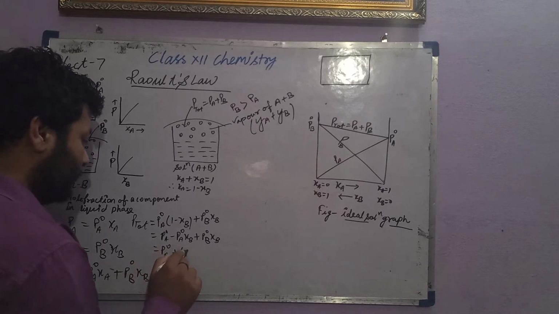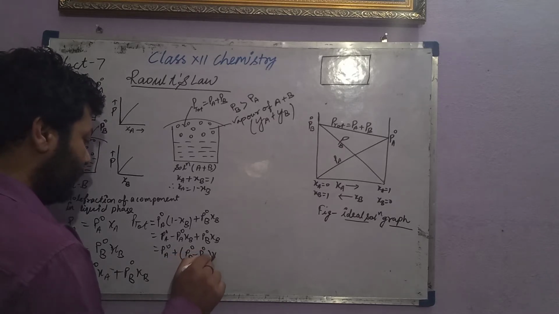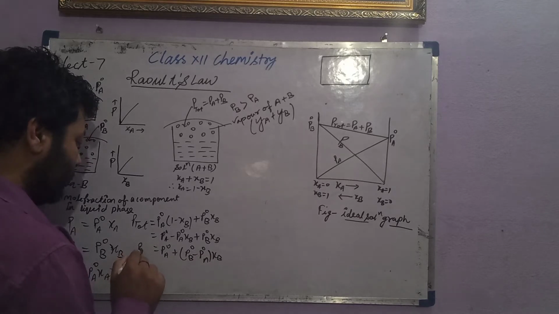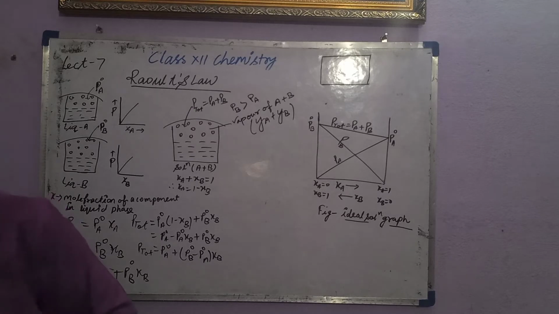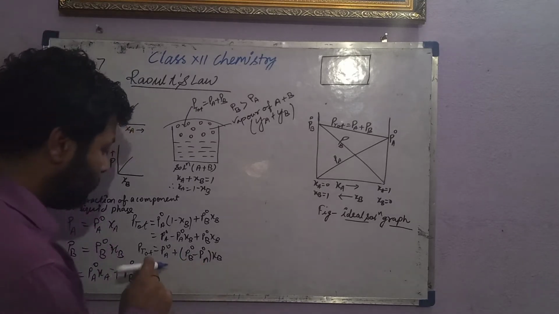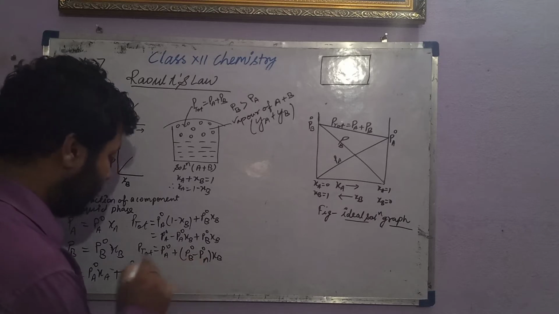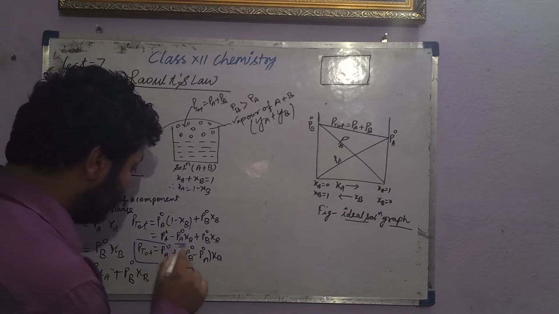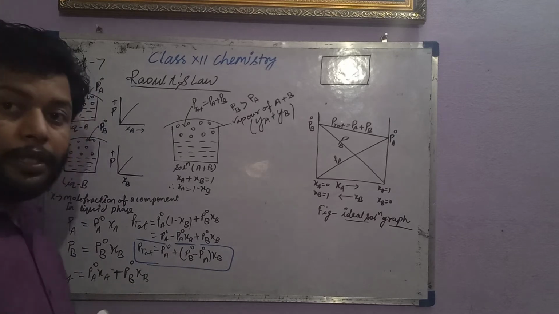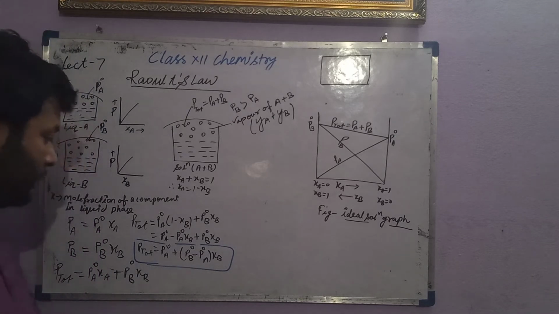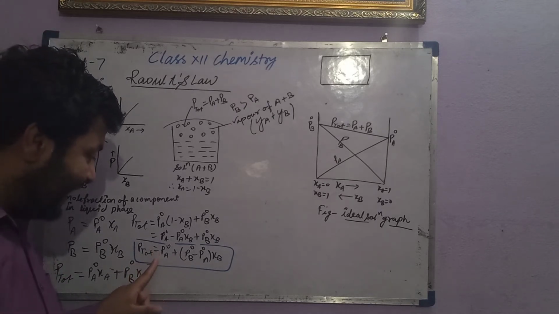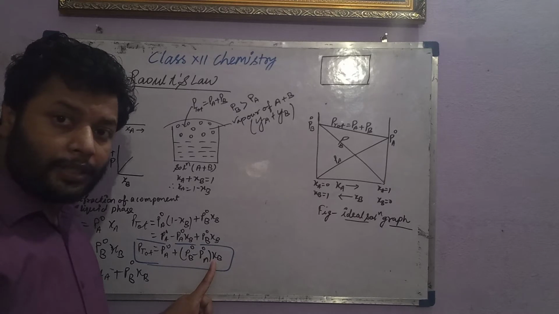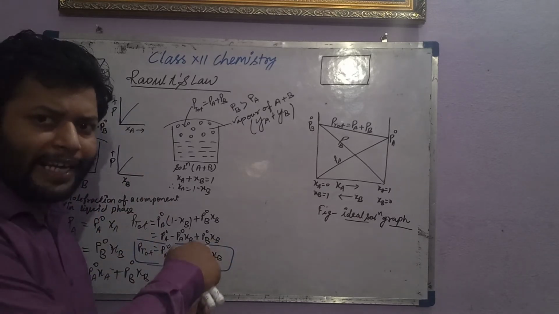P naught A plus P naught B minus P naught A into XB. So P total equal to P naught A plus P naught B minus P naught A into XB. This is the formula of Raoult's law, indicating the total pressure of any given solution is always directly proportional to the mole fraction of one of the components.